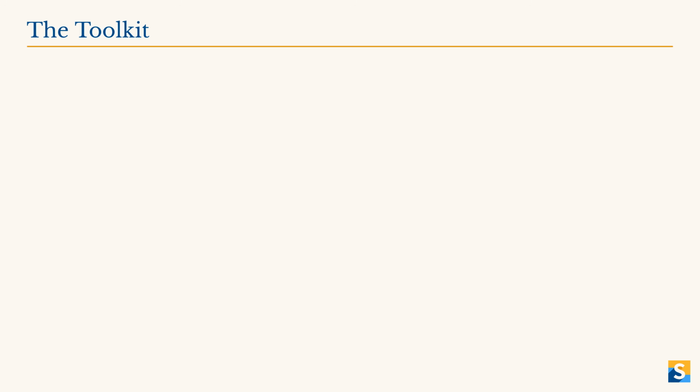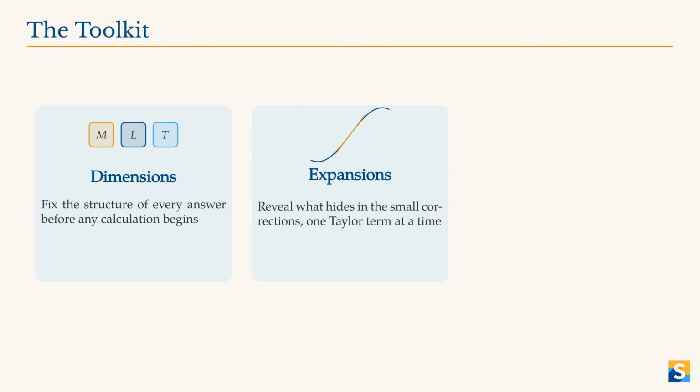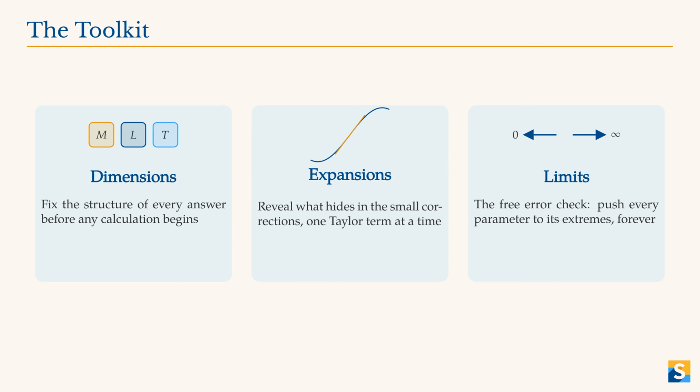Step back and look at what just happened. We weighed a nuclear explosion, explained the animal kingdom's jumping records, computed a pendulum period, and unified Newton with Einstein without solving a single differential equation. Dimensions fix the structure of every answer. Taylor expansions reveal what hides in the small corrections. Limiting cases are the free error check you run on everything, forever.